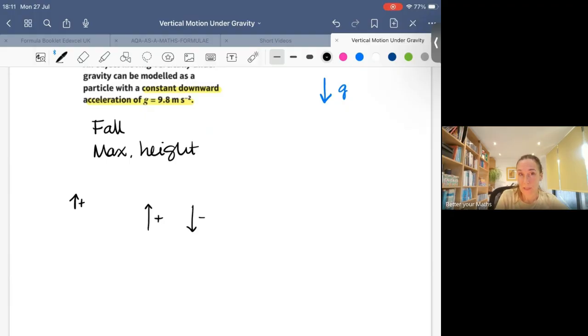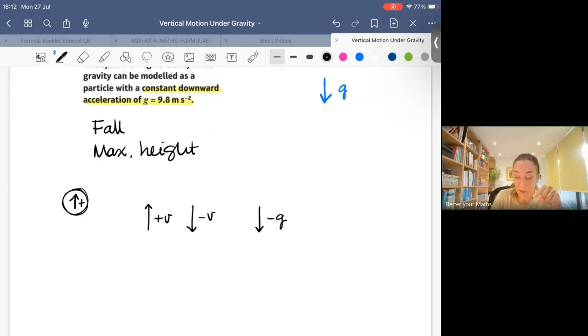So if you consider a particle that goes up first, the velocity is going to be positive because it's in the positive direction. If the particle then goes down, the velocity is going to be negative because the particle is in the opposite direction to what we consider positive. The gravity is always downwards, so if we choose positive up, our acceleration is going to be minus g. That's how we choose the signs.